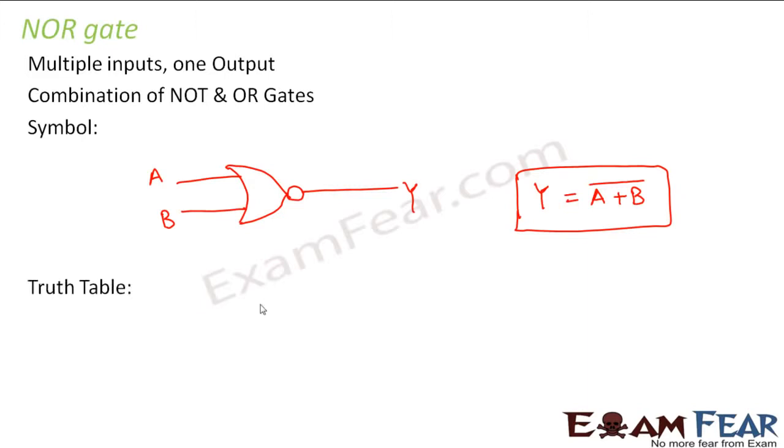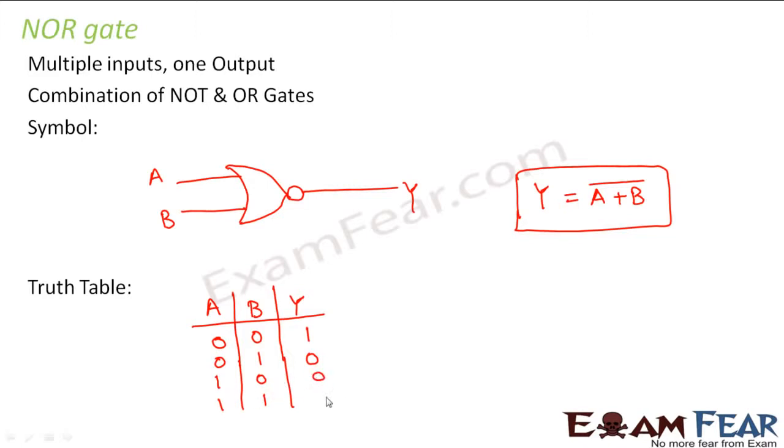So how would the truth table look like? Let us say this is A, this is B, and this is Y. It would be something like this: 0, 0, 0, 1, 1, 0, 1, 1. So 0 plus 0 is 0, but when inverted it becomes 1. 0 plus 1 is 1, but when inverted it becomes 0. 1 plus 0 is 1, when inverted becomes 0. 1 plus 1 is again 1, when inverted again becomes 0. So these are the common logic gates.